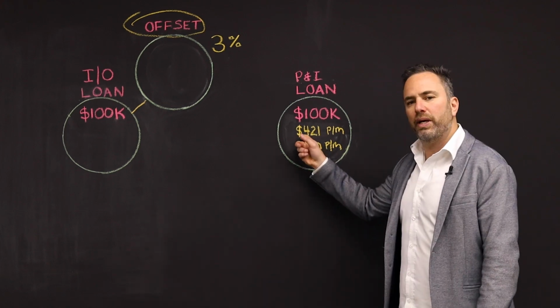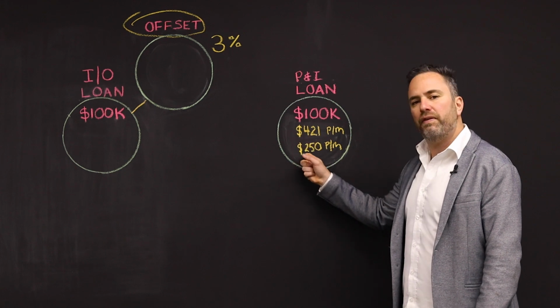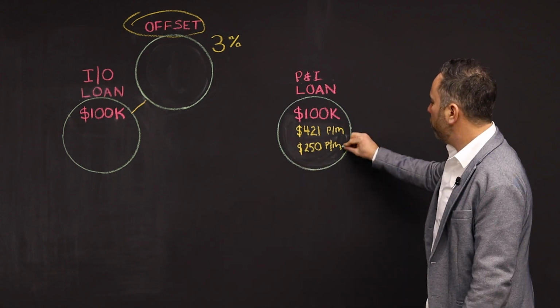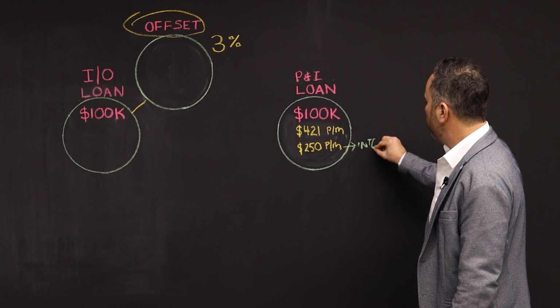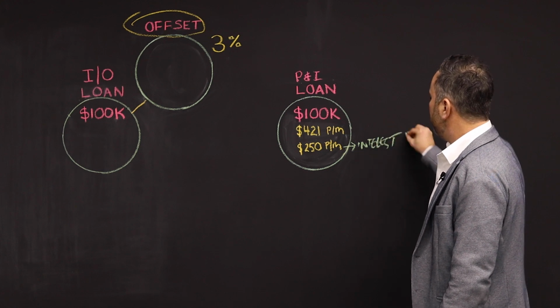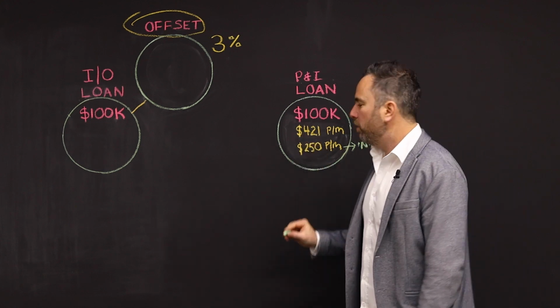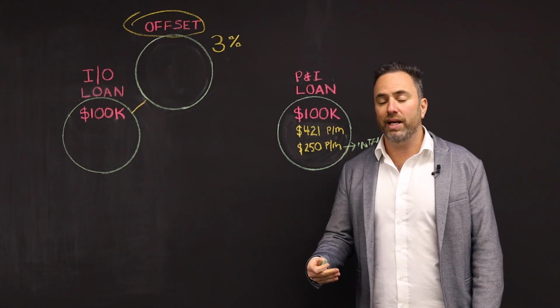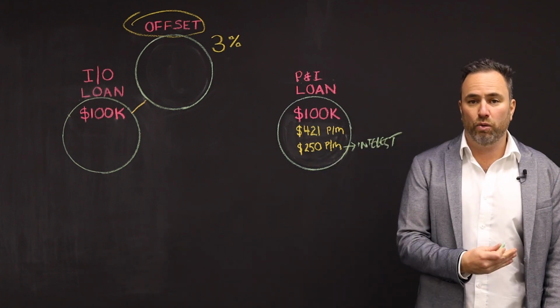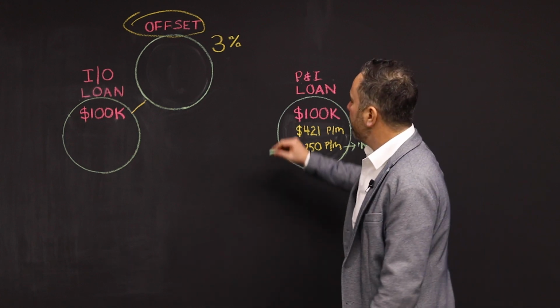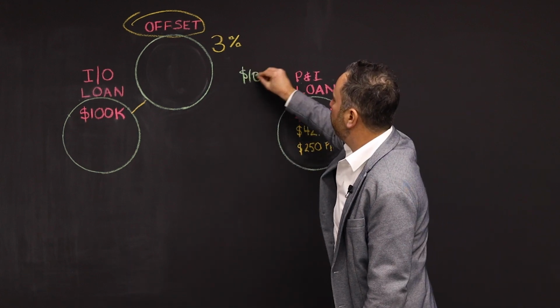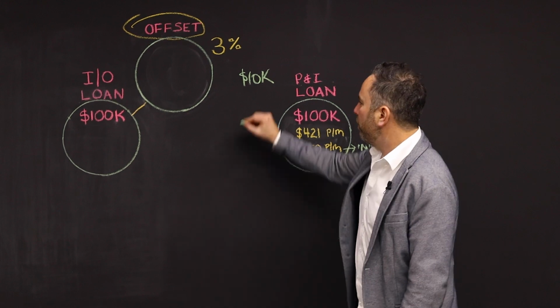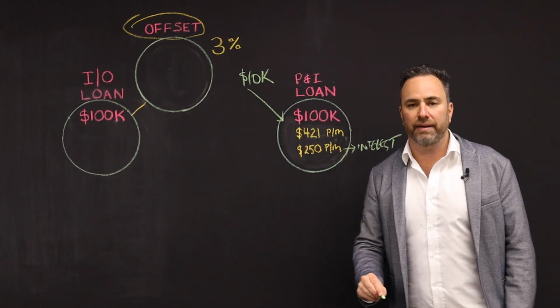Of that $421, $250 of that is going towards interest, okay? Which simply means that the difference between the two, which is $171, is going towards principal reduction. Now, if you think about that last example, we got our tax return, $10,000 came in and we went bang and we dumped it into there, okay?